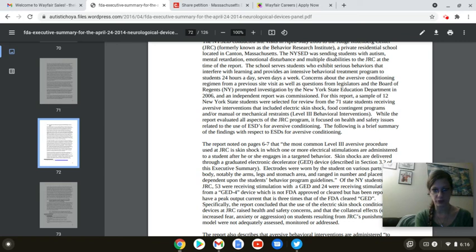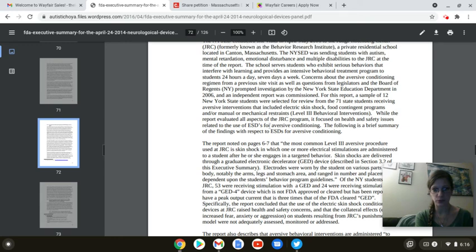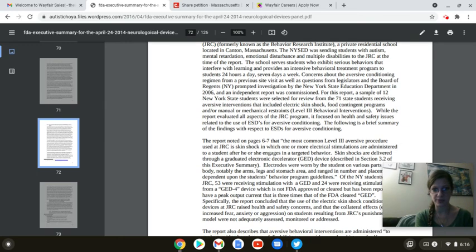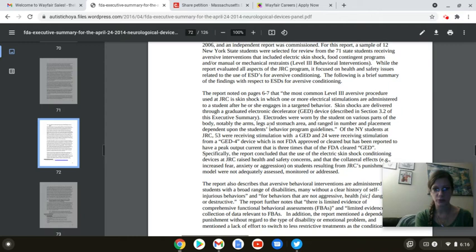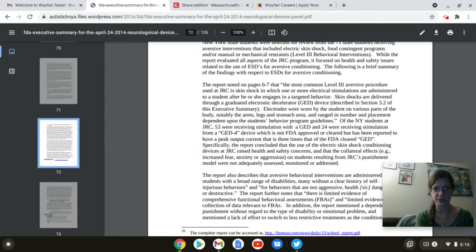Level 3 behavioral interventions. While the report evaluated all aspects of the JRC program, it focused on health and safety issues related to the use of ESDs for aversive conditioning. The following is a brief summary. The report noted on pages 6 to 7 that the most common level 3 aversive procedure used at JRC is skin shock, in which one or more electrical stimulations are administered to a student after he or she engages in a targeted behavior. We've all seen what those targeted behaviors are.